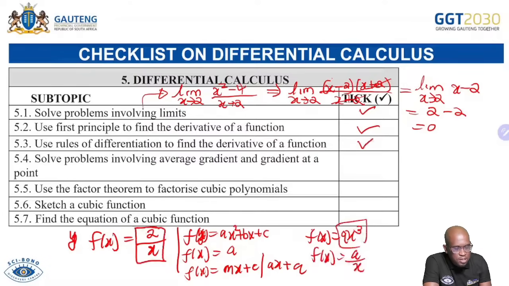Use the rules of differentiation to find the derivative. And then solve problems involving average gradient and gradient at a point.